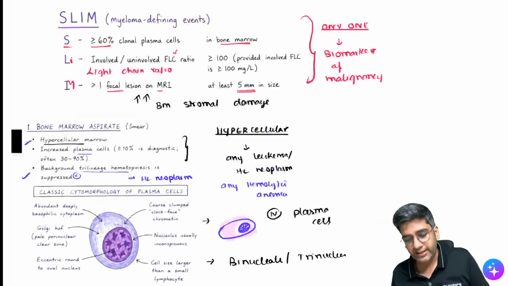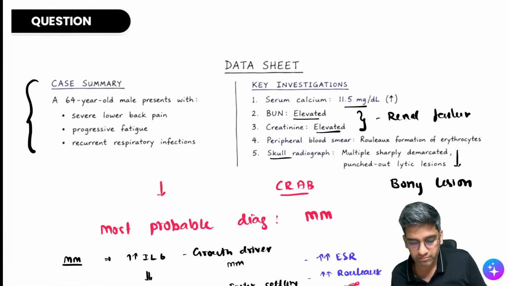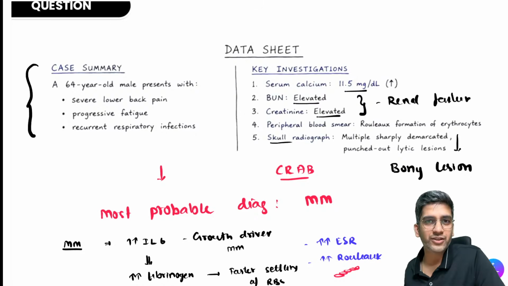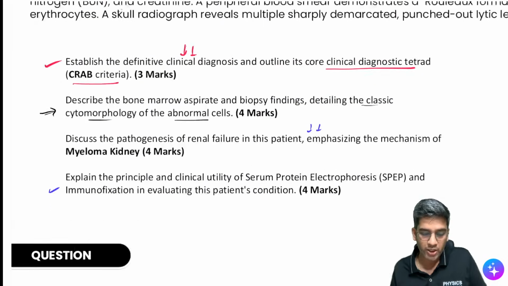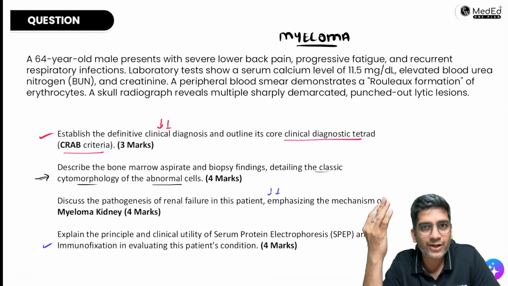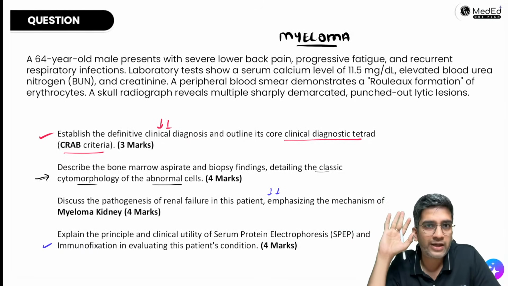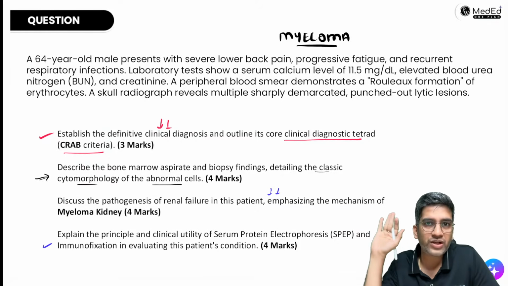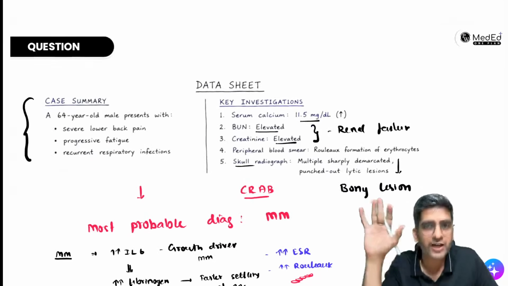Present it like this, and definitely they will read further. It's a neat, clean presentation, right? So the question was this: had a history. Along with the history, we had the diagnosis, the CRAP criteria, the bone marrow findings, why renal failure, and what is immunofixation. First, write the case sheet.